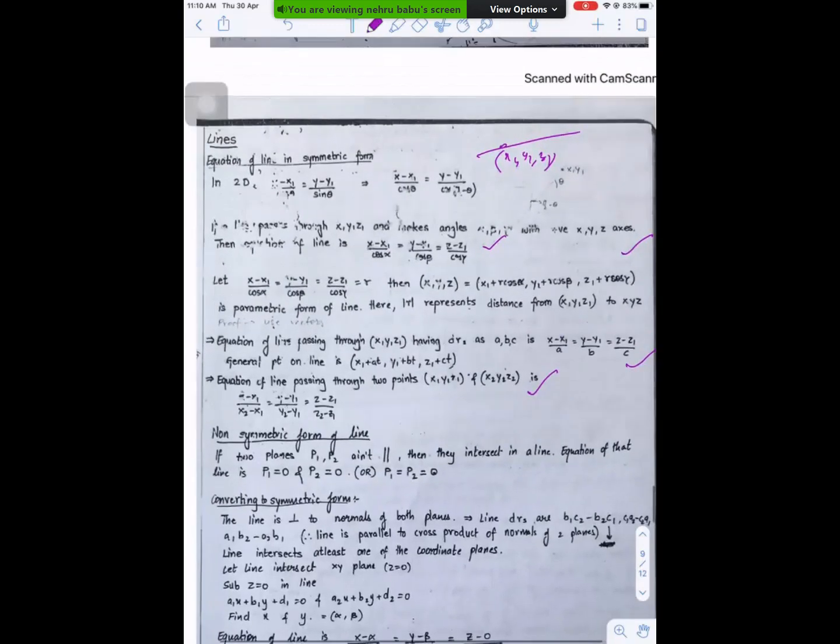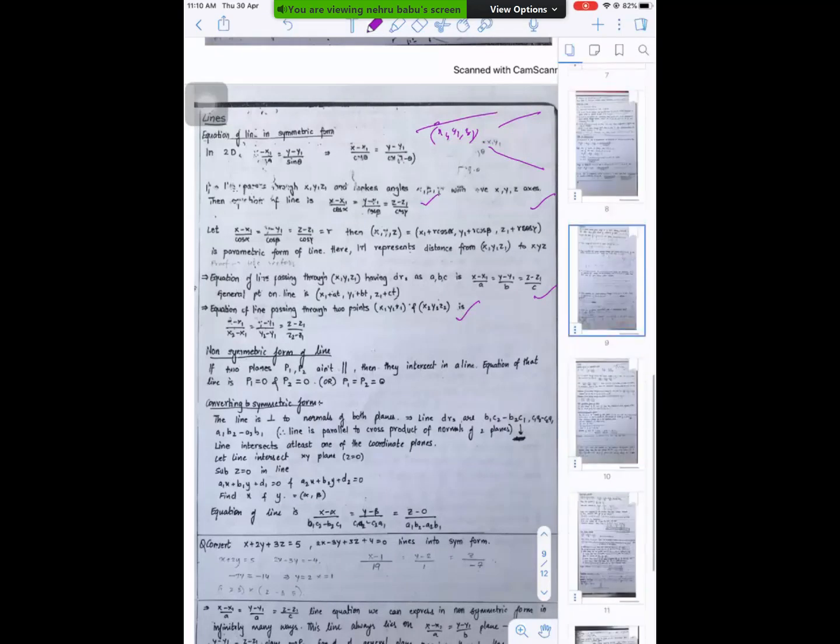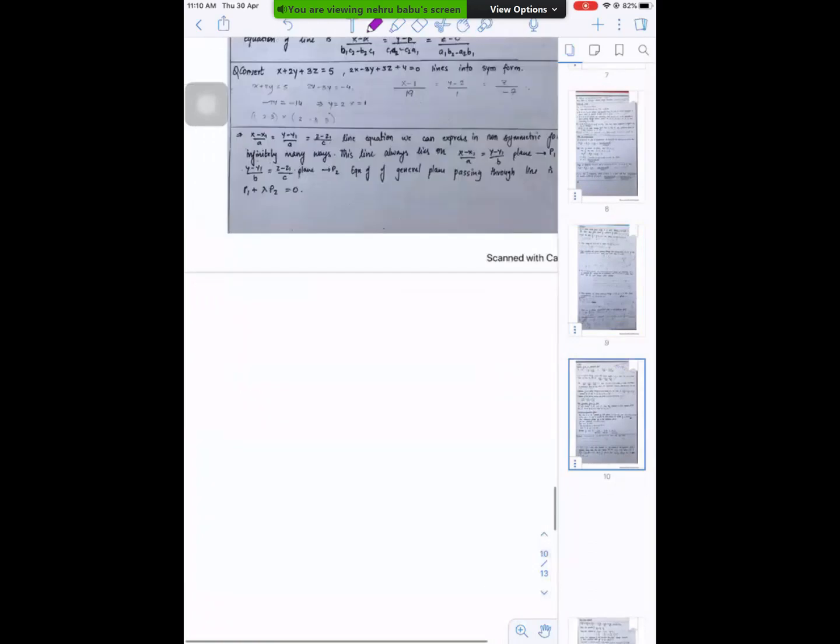Now, in symmetric form, if they give two line equations, as we already discussed, how do we know whether the two lines intersect? If they are intersecting, how do we find the point of intersection? If they give line equations like this, how do we find the point of intersection?